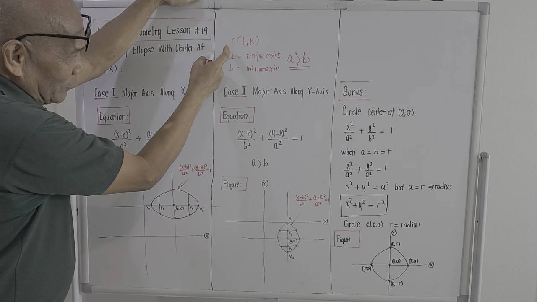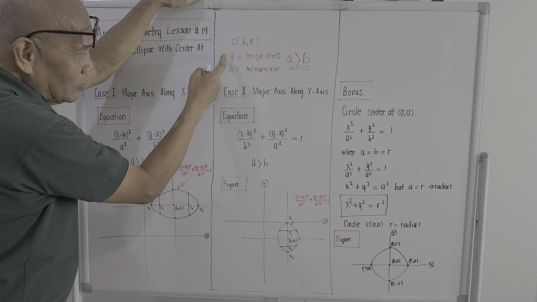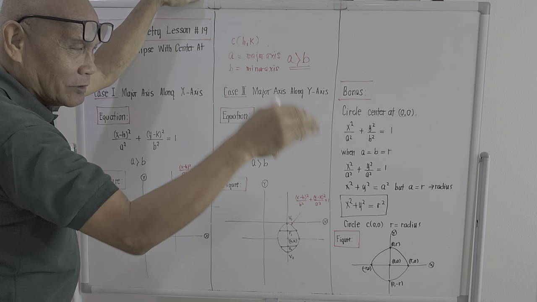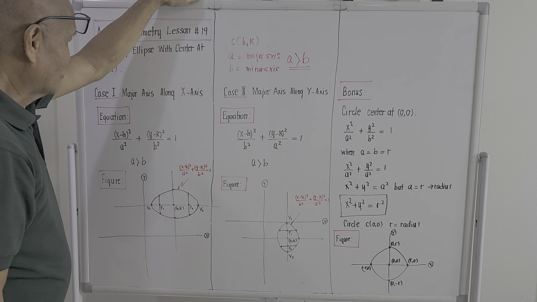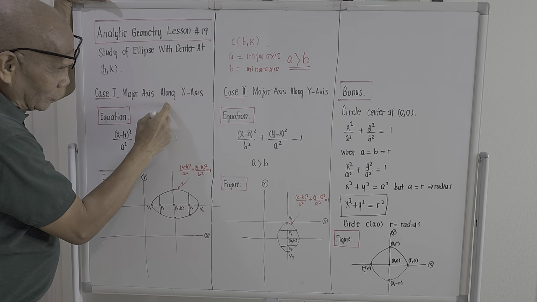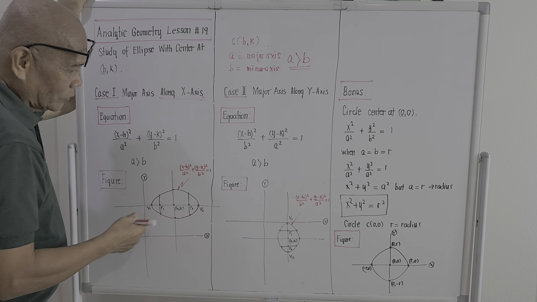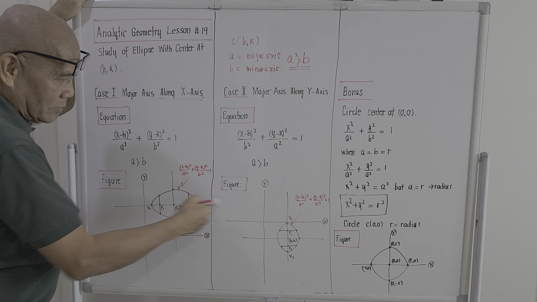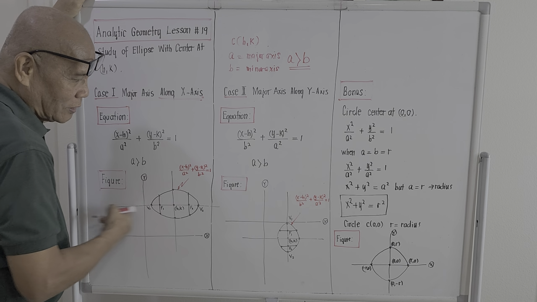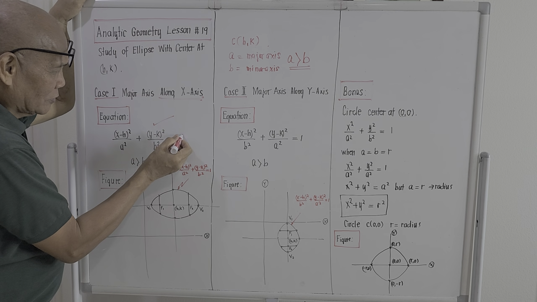If we could pinpoint the location of the center at (h, k), and we know the value of the semi-major axis and semi-minor axis, we could bring out the equation of that ellipse. So, under case number 1, if the major axis is along the x-axis, meaning along the horizontal, the longer length a, the semi-major axis, is along the horizontal. This will be the equation.